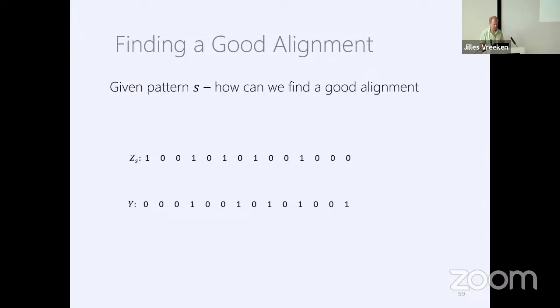If I give you this Z, so I remove the X just not to clutter the slide too much, how do I find a good alignment? There are many, many possible alignments. Finding the optimal one, good luck, that's good luck in wasting your CPU cycles. We need something that is fast.